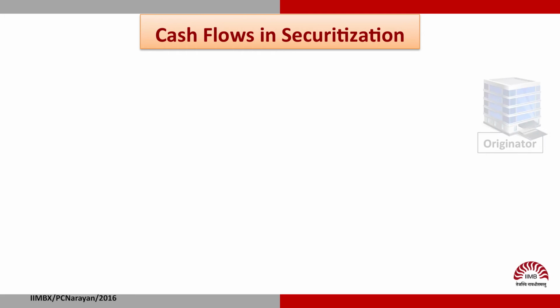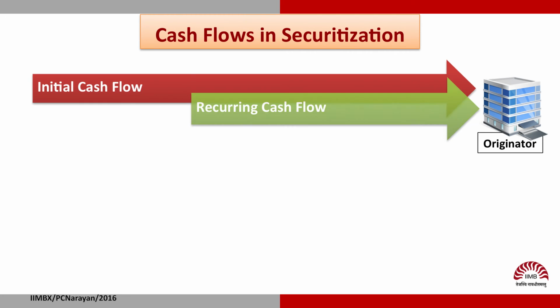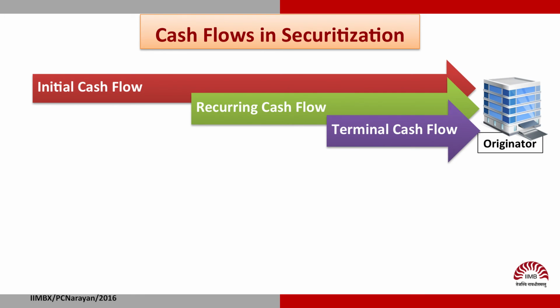Now, a look at the cash flows involved in securitization. Every securitization portfolio has several cash flows through its life from the perspective of the originator or the issuer of the portfolio: initial cash flows, recurring cash flows, and terminal cash flows.